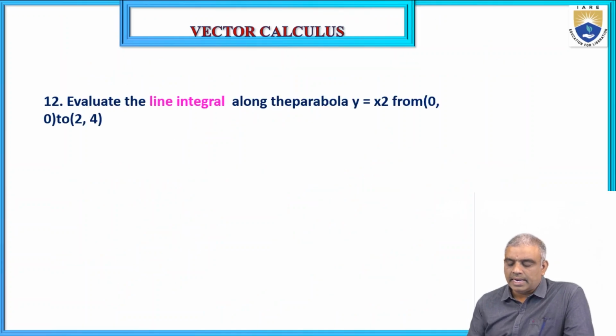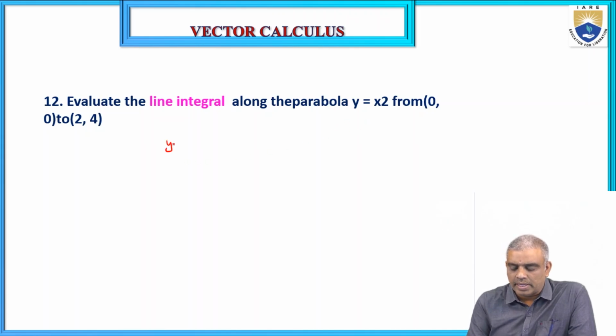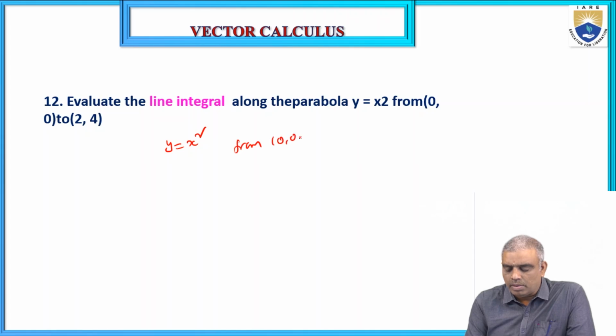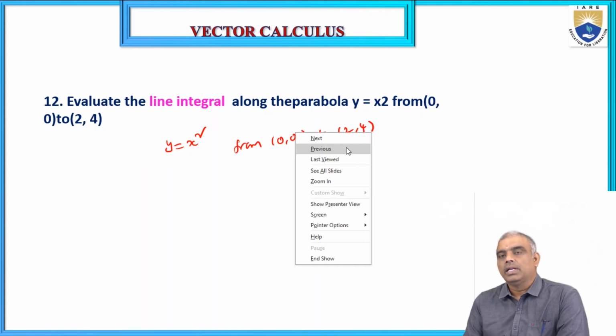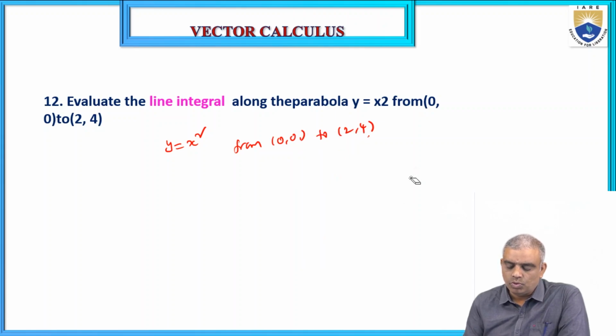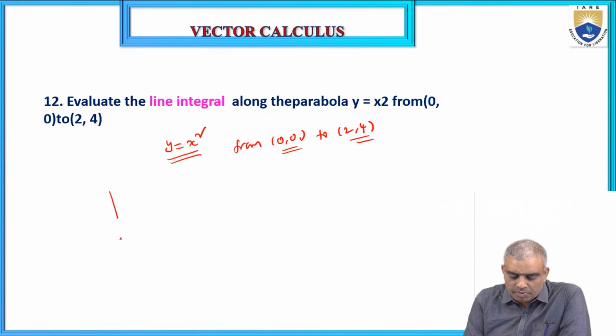Next, evaluate the line integral along the parabola y is equal to x square from (0, 0) to (2, 4). So, y is equal to x square from (0, 0) to (2, 4). I will write here, y is equal to x square means this is the parabola.